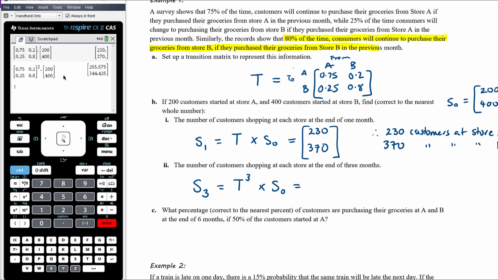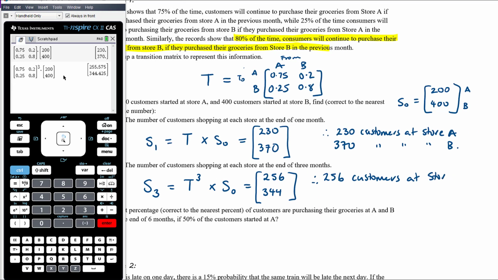And we find now their number of customers, so we'll round to the nearest whole number. So it doesn't need to say that here because we're giving a number of people. Okay, can't have 255.6 people. So 255.57 rounds to 256 people, and 344 will round down to 344. Okay, so therefore 256 customers at store A and 344 customers at store B.